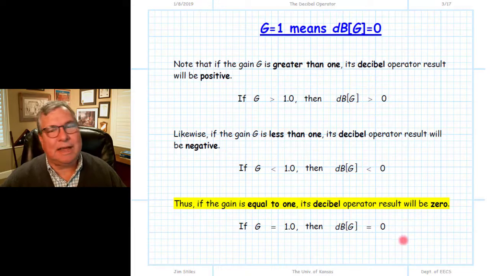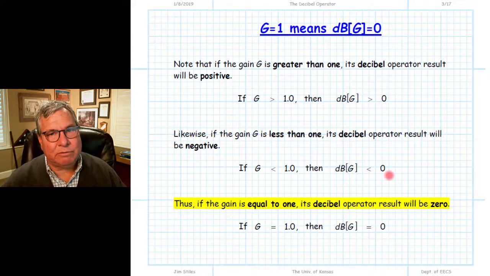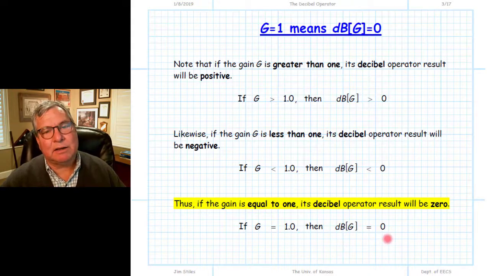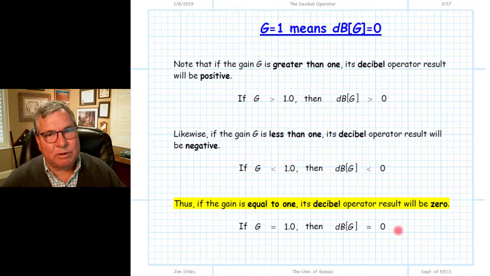Now, I use the example of gain here for these situations, but again, this is true for any coefficient we might use in the decibel operator. If the value of the coefficient is greater than 1, when expressed with the decibel operator, it will become positive. If the coefficient value is less than 1, expressed with the decibel operator, the value will be negative. And then, of course, if the coefficient is equal to 1, when expressed with the decibel operator, it will have a value of precisely 0.